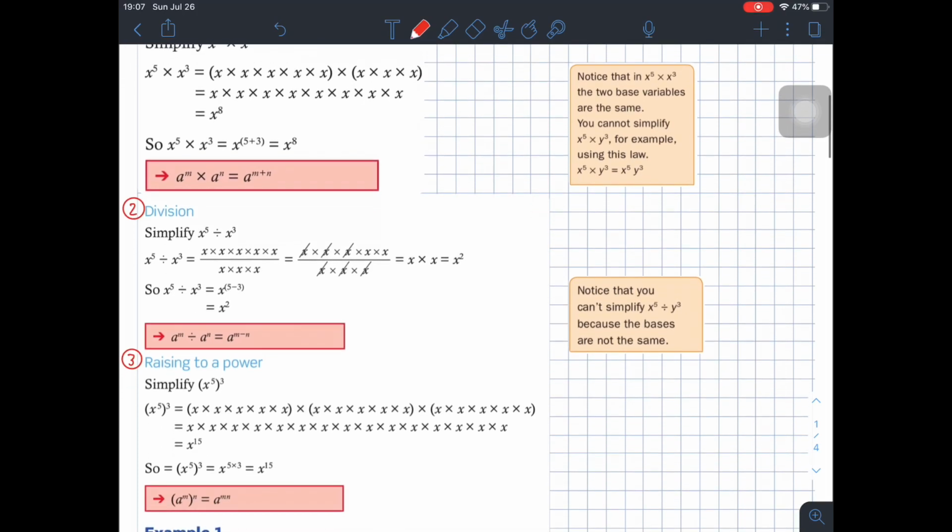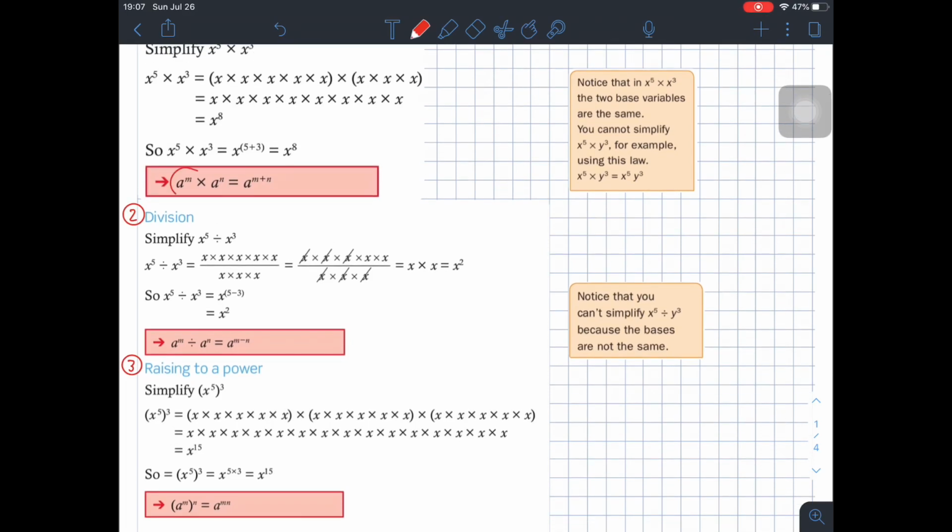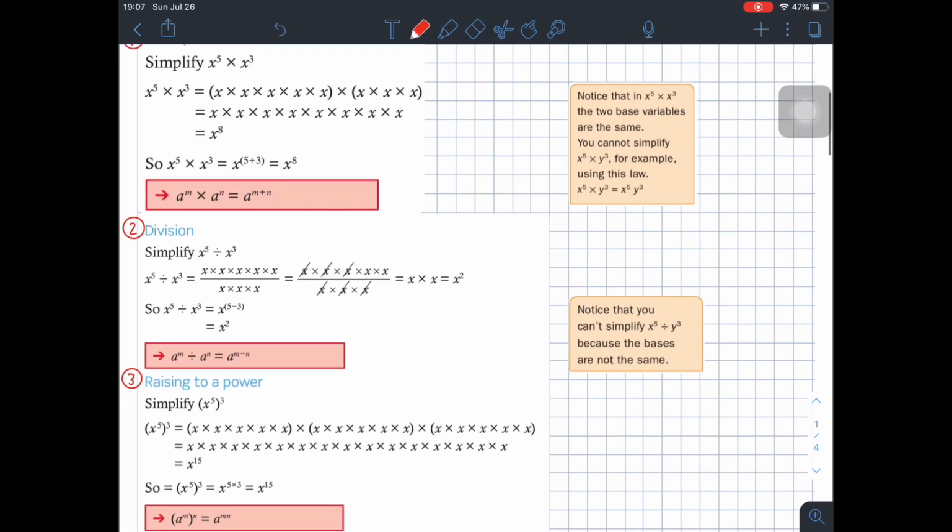So whenever we multiply two numbers with the same base, the exponents add up, right? 5 plus 3 is 8. So this is a general rule. a to the power of m times a to the power of n is equal to a to the power of m plus n. It says, notice that in x to the fifth power times x cubed, the two base variables are the same.